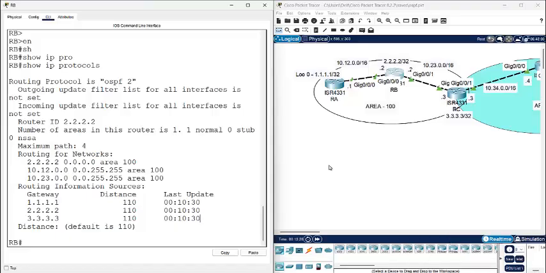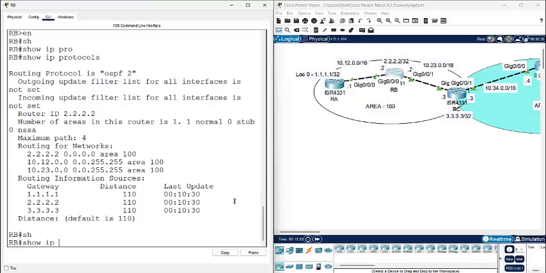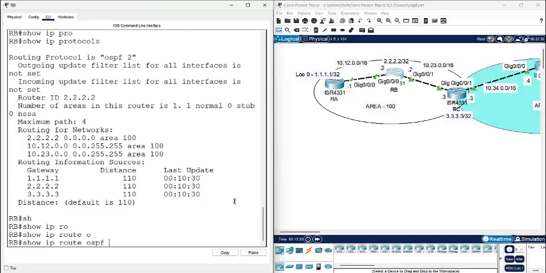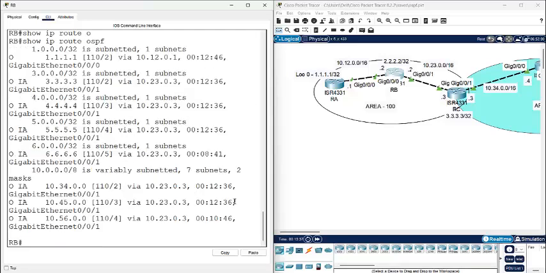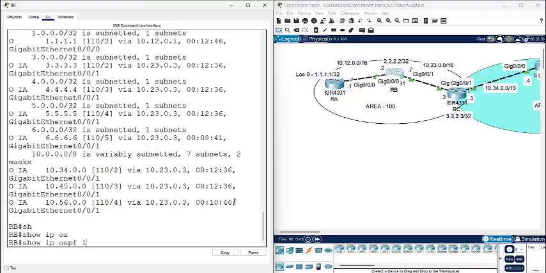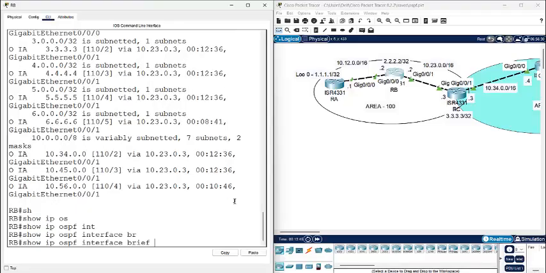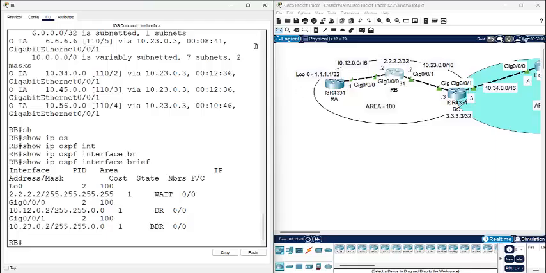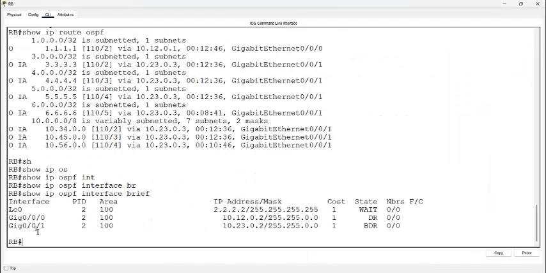What are the verification commands? One you have already seen me typing, show IP route OSPF. It will show you only the OSPF routes. The other verification command is show IP OSPF interface brief. This will show you what all interfaces we are running OSPF. In here we have 3 interfaces, 2 physical interface and 1 loopback, and all are in same area. What is this? This is process ID. It can be any number. On this router we gave 2.